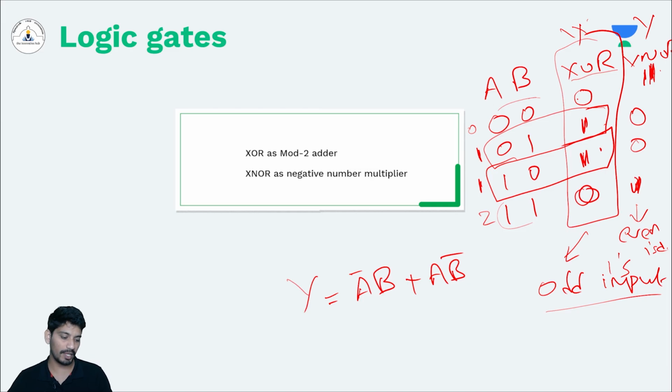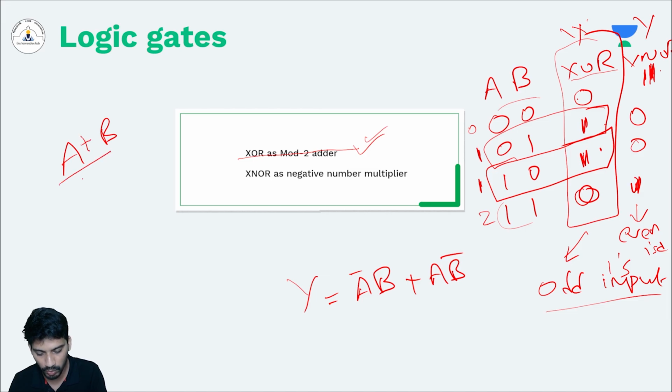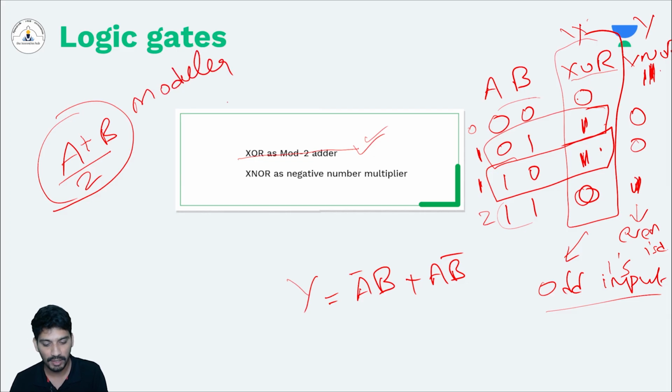There are other applications also, like XOR gate can be used as a modulo 2 adder. What is modulo 2 adder? If you have two inputs A and B, and you add them and divide by 2, the remainder of this is called modulus, right? We know the operator of modulus. A mod B will give you the remainder. So here modulo 2 means A plus B divided by 2 and the remainder is the modulo 2.